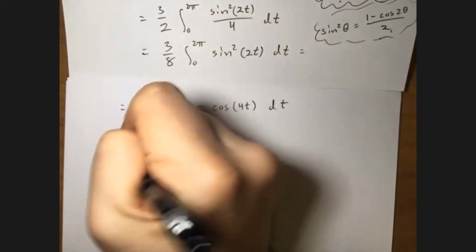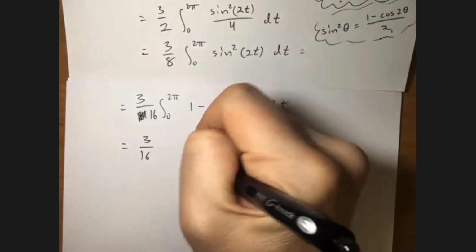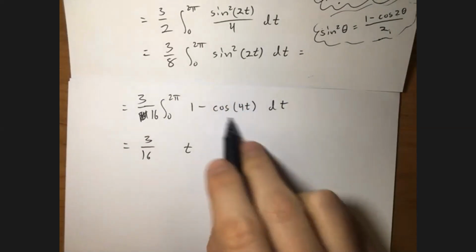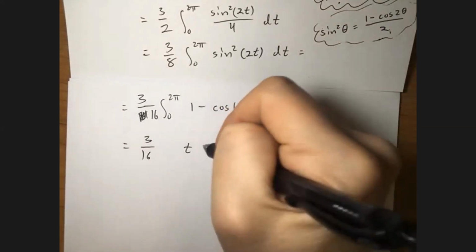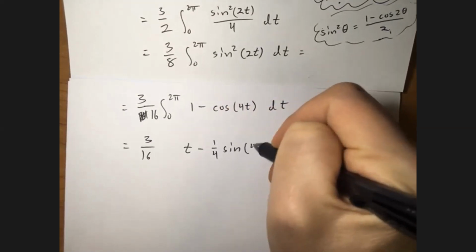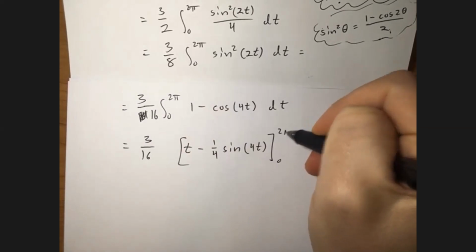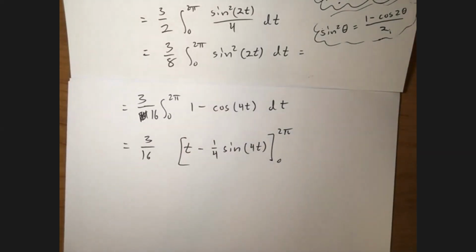Now that's not too bad. That is something that we can anti-differentiate, right? So I can anti-differentiate the 1 and get a t, and the cosine, I get a minus 1/4 sine of 4t. And we're going to evaluate this whole thing from 0 to 2 pi. Right? Let me just double check that, look it over. Looks okay to me.